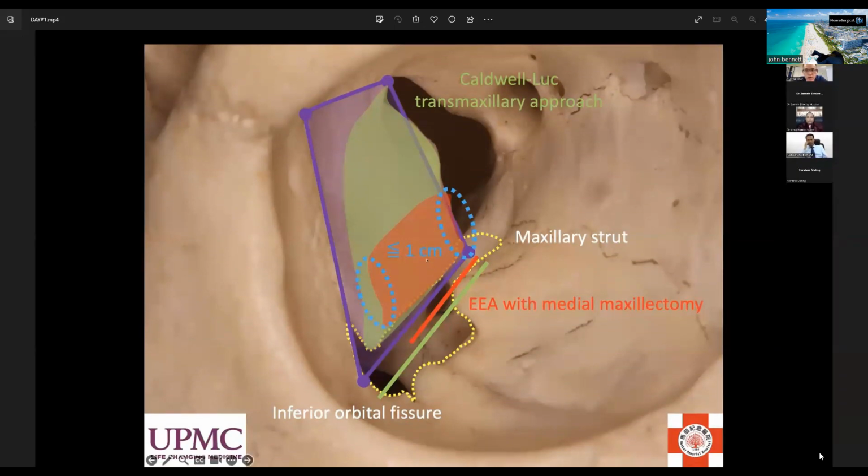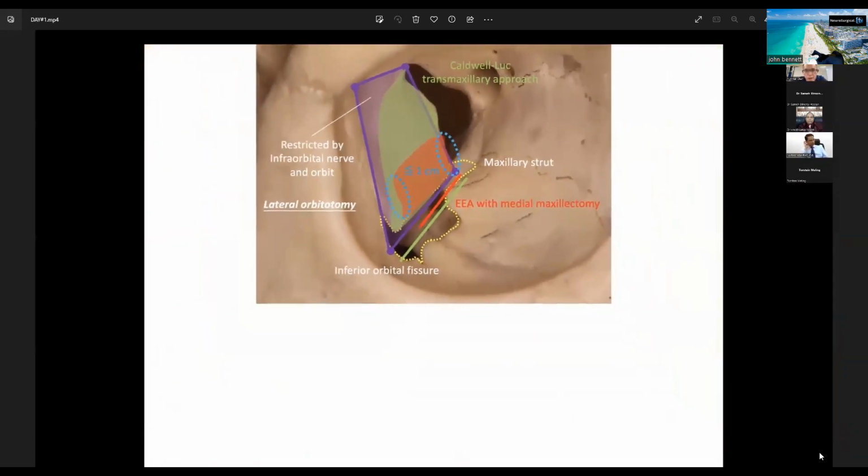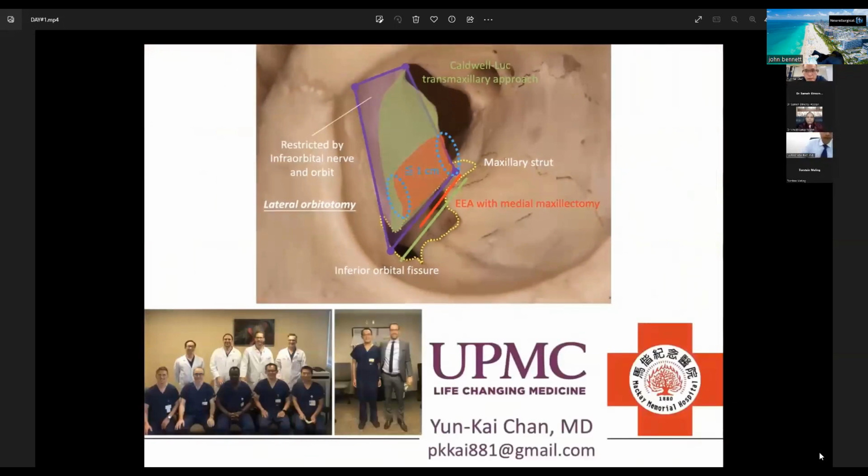And if the tumor grows higher than 1 centimeter higher than the inferior orbital fissure, then EEA with medial maxillectomy is not enough, and the Cartwheel lock transmaxillary approach should be added. But for the most superior and lateral part of the greater wing of sphenoid bone, the area will be restricted by the infraorbital nerve and the orbit. So if we want to remove the tumor involved here, the lateral orbitotomy should be added to remove the tumor. So this is our conclusion, and this is all my presentation today.